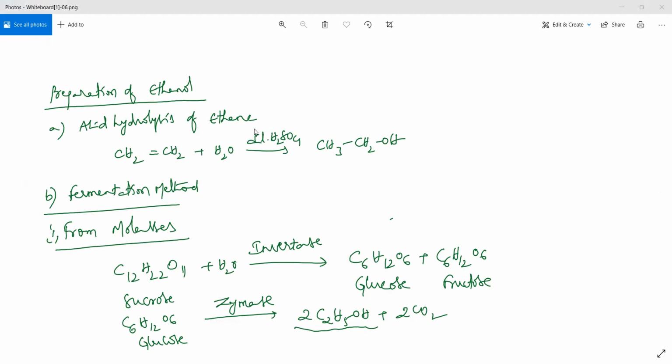That is in presence of mineral acid. Then you'll get simple ethyl alcohol. Then the second method, fermentation method. What is fermentation? Breaking up big molecules into simple molecules.